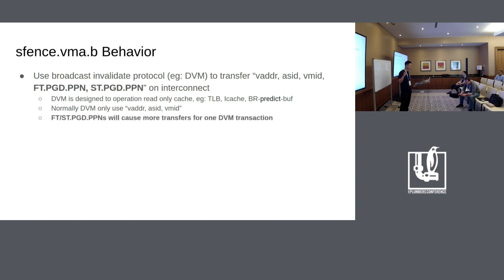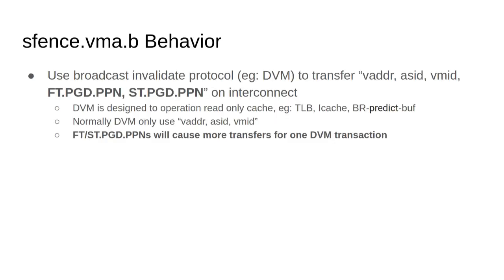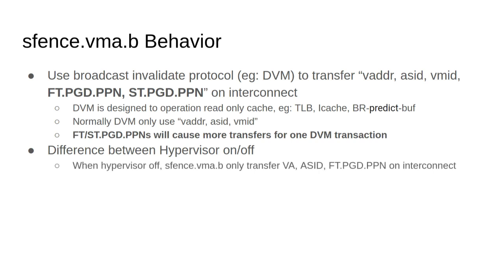And now I want to add two pieces of information, which will cause more transfers for one DVM transaction. In the ARM interconnect specification, one transaction is composed of several transfers. Before that they only needed three transfers, and adding the new information will cost five, but it's acceptable for hardware design because it's not very performance sensitive. Okay, and the difference between hypervisor on and off. When the hypervisor is off, SVM's VMA instruction only transfers the VA, ASID and the first translation page table on the interconnect.